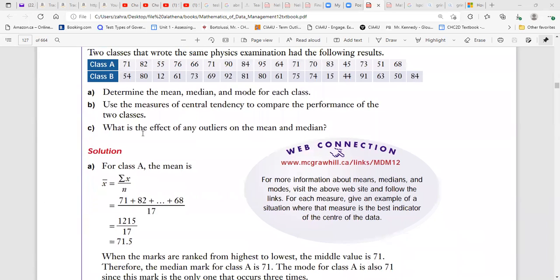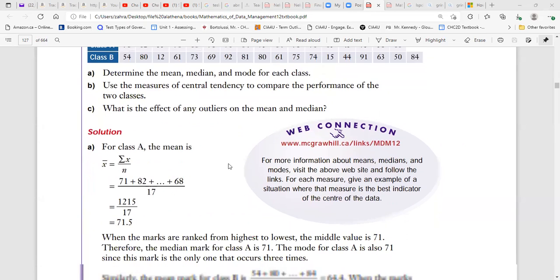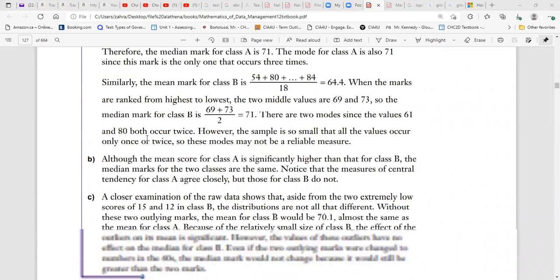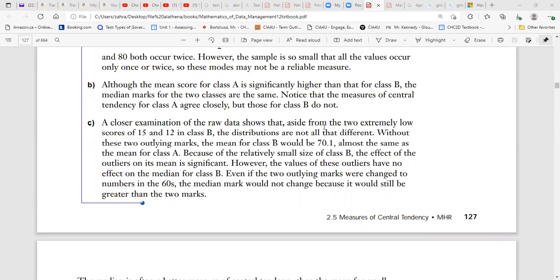Now part C, what is the effect of any outliers on the mean and median? Look, we have 12, it's very far from the bulk of your data. Closer examination of the data shows that aside from the two extremely low values of 15 and 12 in class B, the distributions are not all that different. Without these two outliers, the mean of the class will be 70.1, almost the same as the mean for class A, because the relatively small size of class B makes the effect of the outliers on its mean significant.